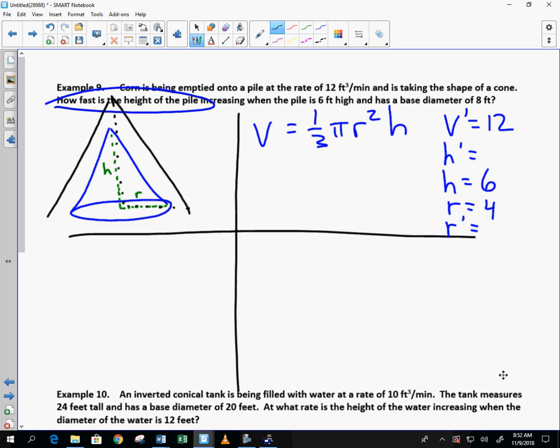So what I have is the height over the radius is equal to something. What is the current height? 6. What is the current radius? 4. So does everybody agree that the height over the radius is equal to 3 over 2? So in other words, height is equal to 3 over 2 times r.